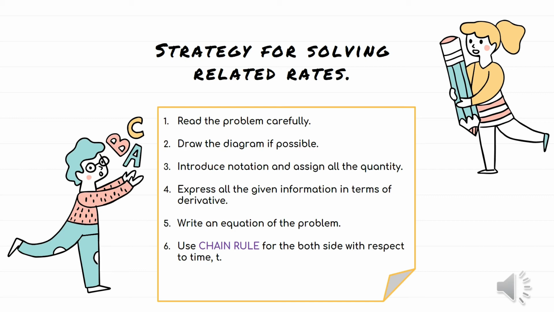Next is the strategy for solving related rates. First, read the problem carefully. Second, draw the diagram if possible. Third, introduce notation and assign all the quantities. Fourth, express all the given information in terms of derivatives. Fifth, write an equation for the problem. Sixth, or lastly, use the chain rule on both sides with respect to time.